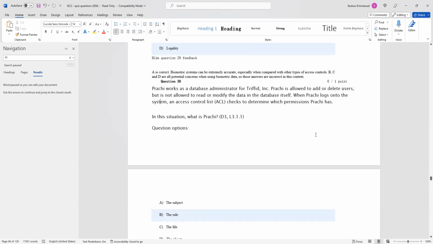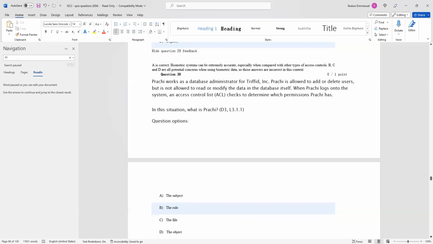So this person works as a DBA for Trifid Inc. They're allowed to add or delete users, but not allowed to read or modify the data in the database itself. When they log onto the system, an access control list checks to determine which permissions Prachi has. In this situation, what is Prachi, the DBA? Are they the subject, the rule, the file, or the object? What are they? Any answers?